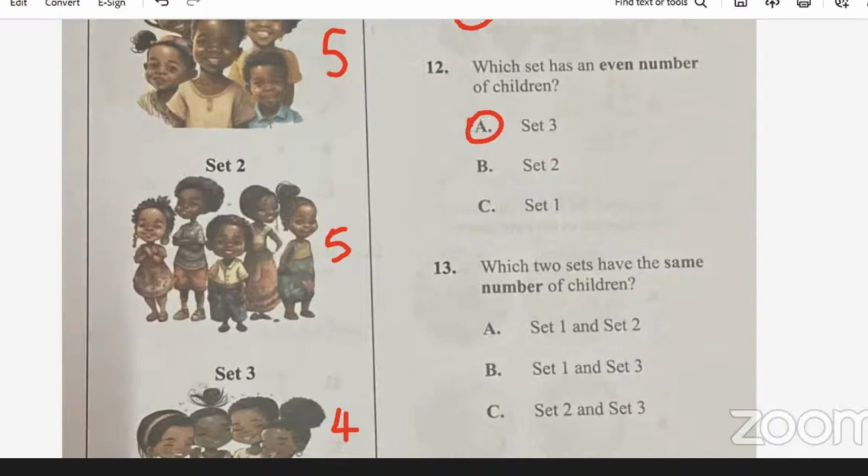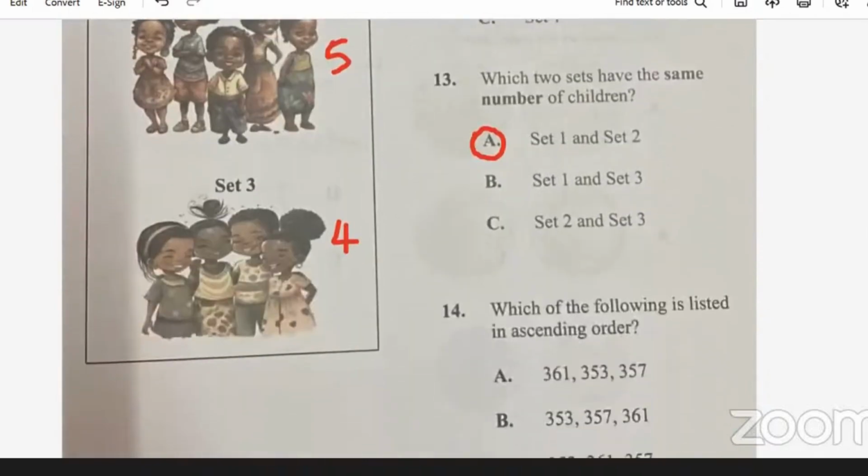Okay, let's get to question 13. Which two sets have the same number of children? And basically, since we have counted already, 5 in this set, 5, it would be set 1 and 2. The answer is A, sets 1 and 2. Okay, let's get to question 14.